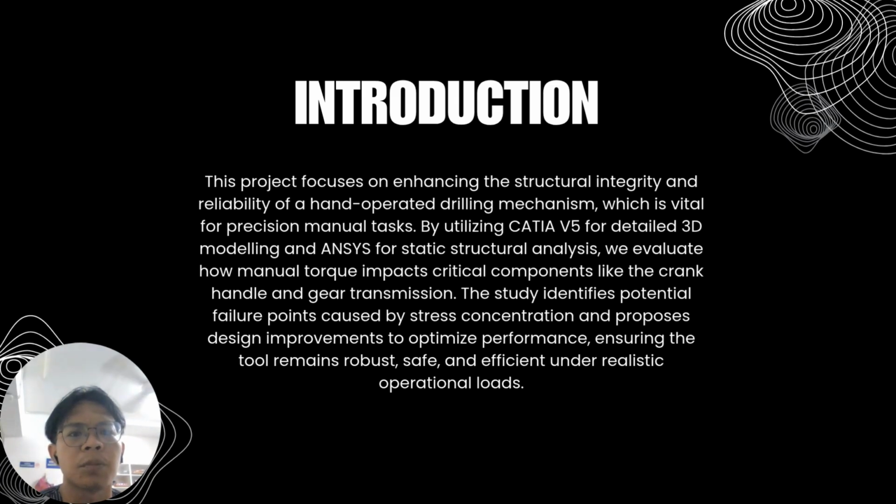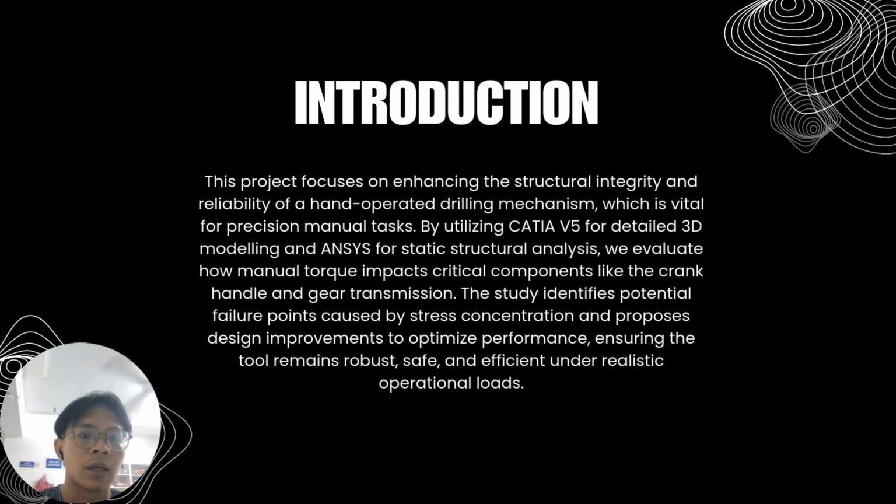A hand-operated drill is a mechanical device used for manual drilling, especially when electric power is unavailable or unnecessary. During operation, the user applies force to the crank handle, and this force is converted into torque and transferred through the main gear to rotate the drill chuck and drill bit.